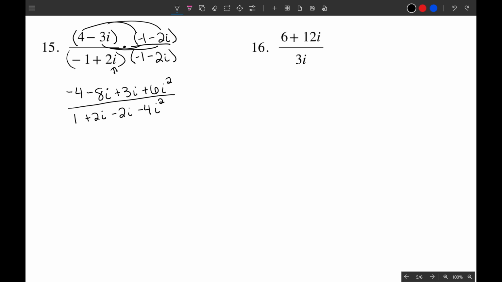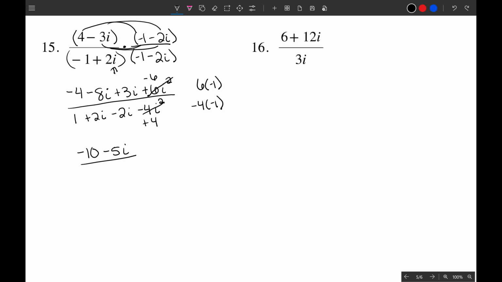Now again, instead of rewriting and rewriting and rewriting, if I want to do 6 times negative 1, that gives me negative 6 here. And then negative 4 times negative 1, that gives me a positive 4 here. I can do that. That's fine. Negative 4 and negative 6 make negative 10. And then negative 8i plus 3i gives me negative 5i.